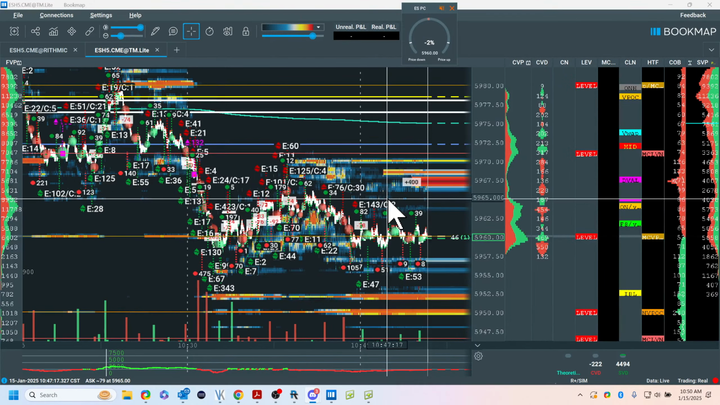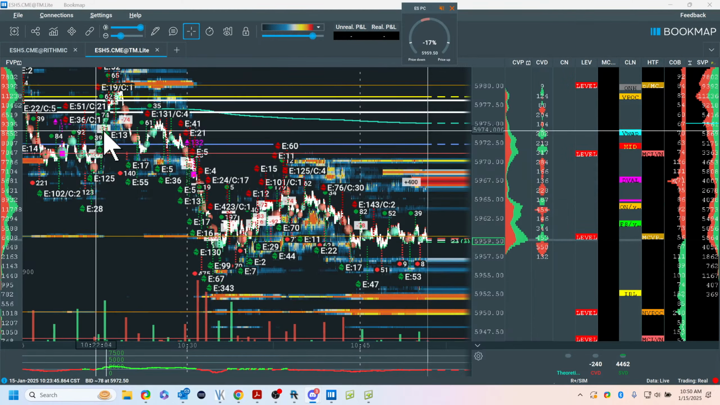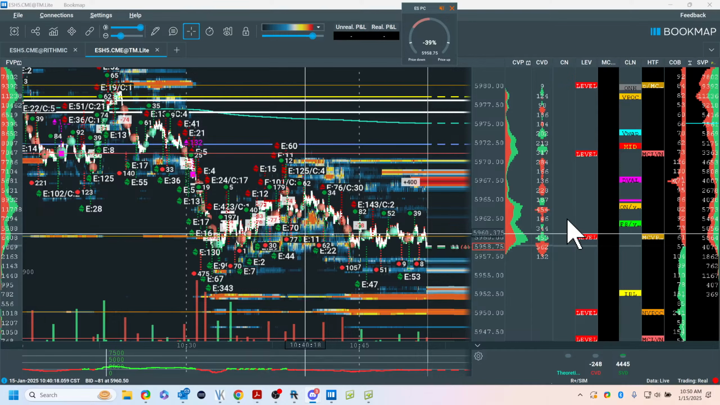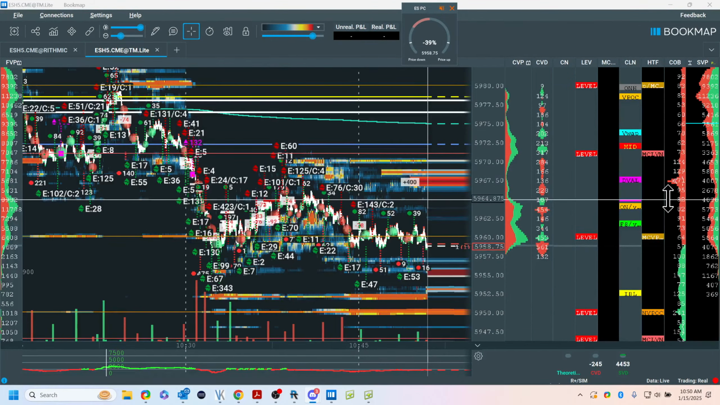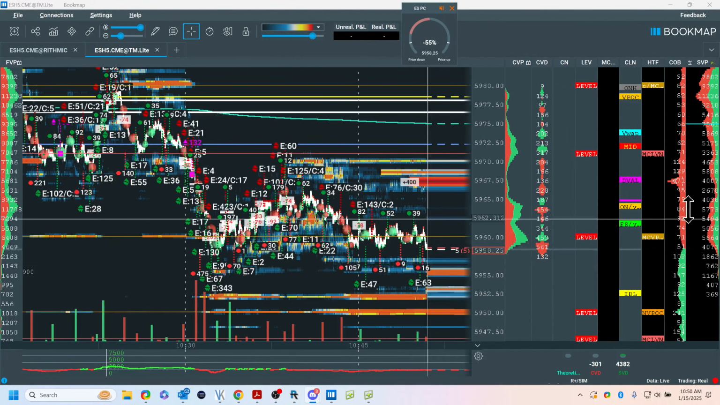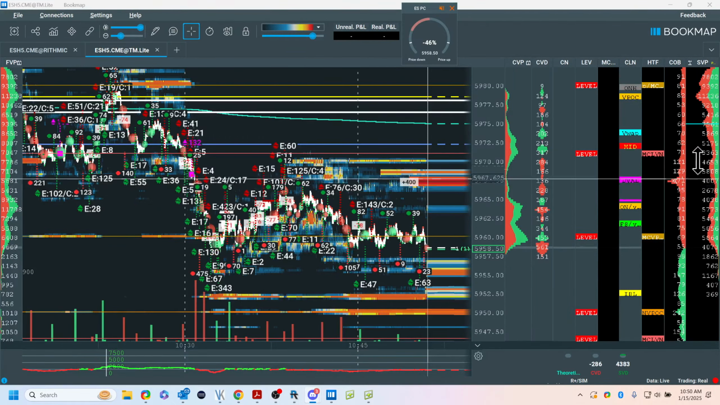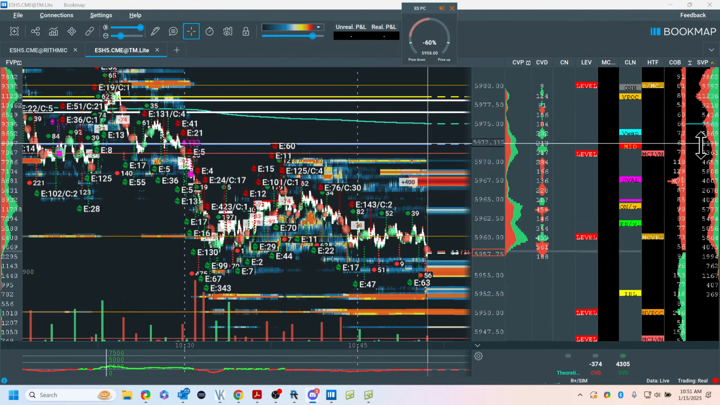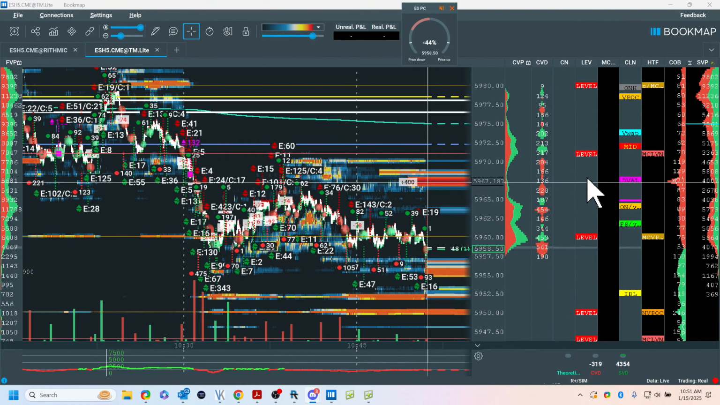So let me try to get my head back into this. So we have selling here, long liquidation. Let's look at this right here. This is a distribution of volume. This is a distribution of volume, and that's a distribution. What is a distribution? It's a consolidation.